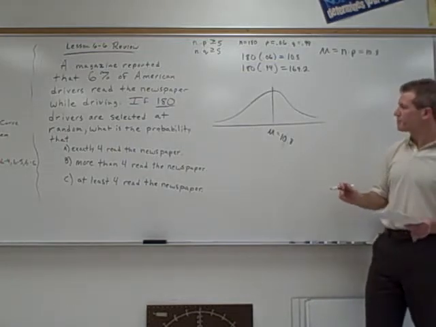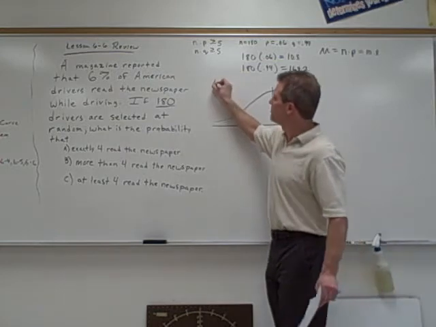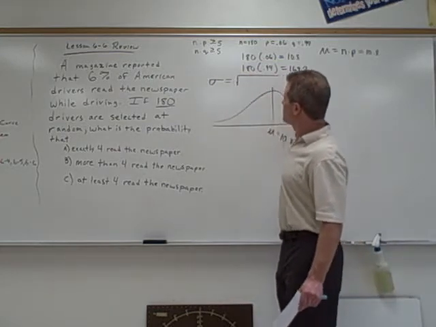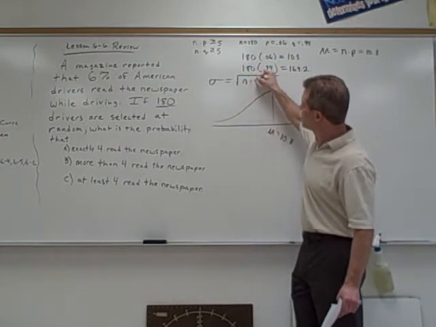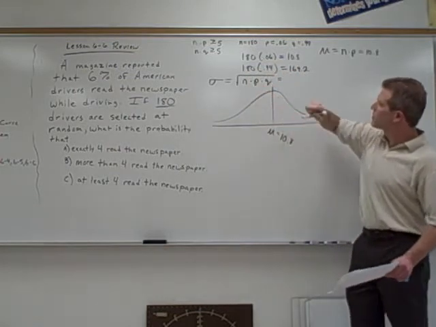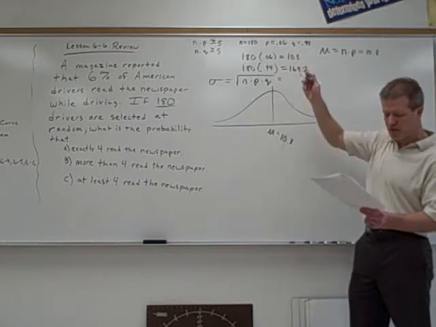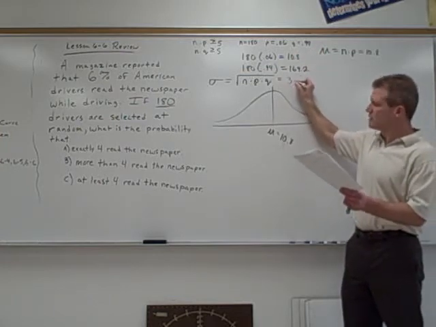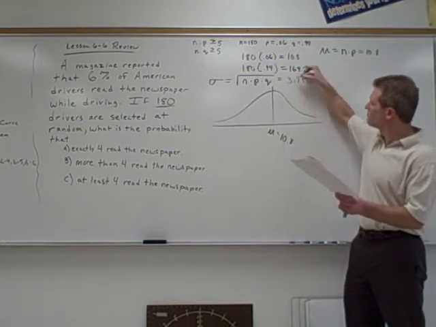You also need to calculate the standard deviation. The standard deviation of a binomial distribution is the square root of n times p times q. So you're going to type in the square root of 180 times 0.06 times 0.94. That comes out to 3.186.